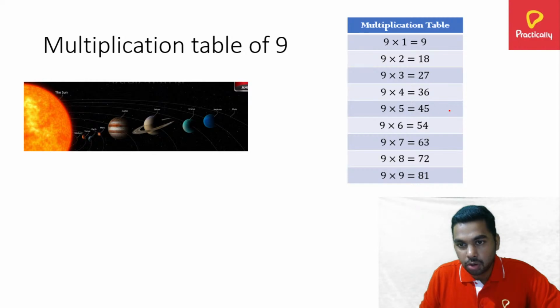9 times 5 is 45. Let's take till this point. See, 9 times 1 is just 9 itself. There is no problem. Now, how do you find 9 times 2?